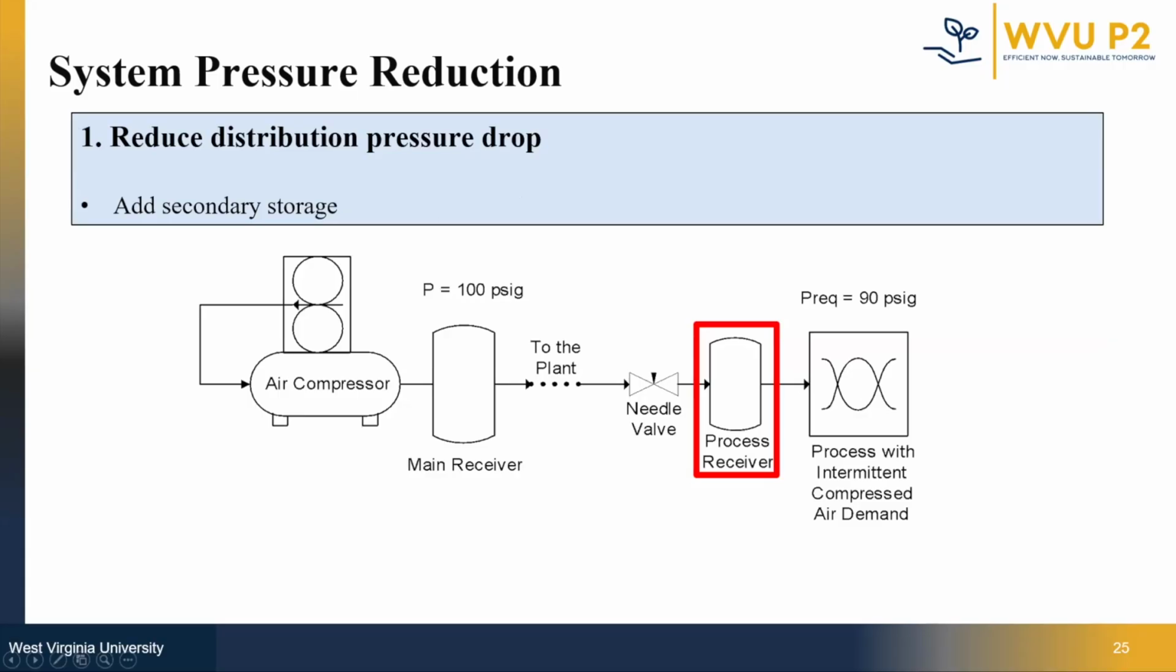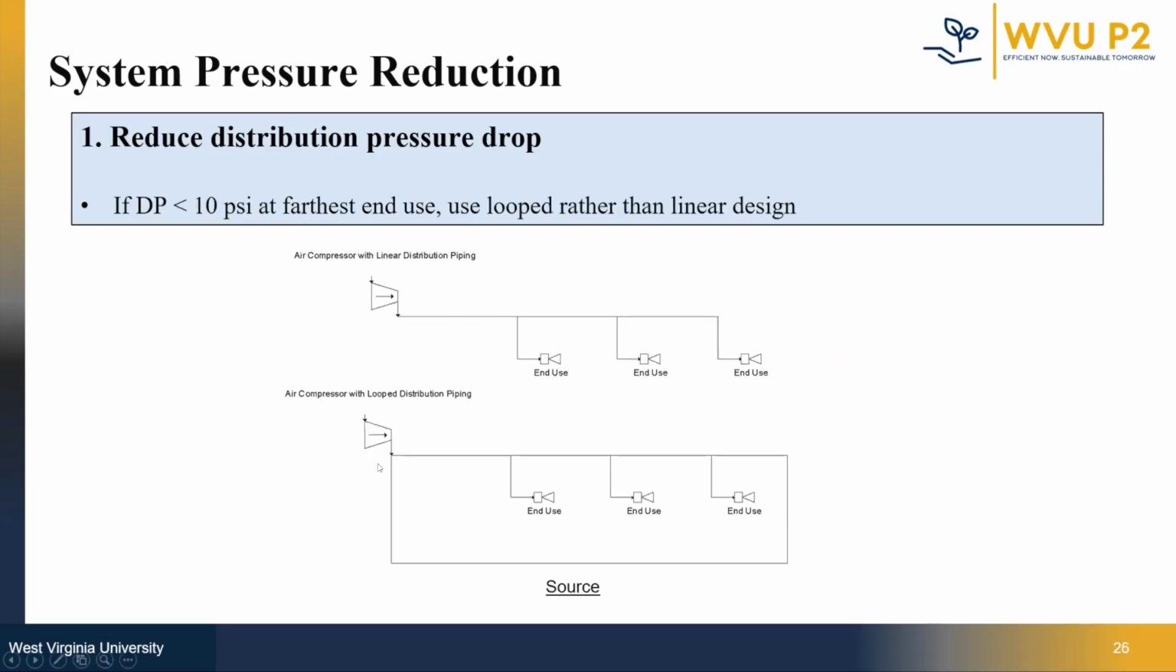So now that we have looked at the main causes of pressure drop, let's talk about how we can actually reduce it. One of the simplest and most effective strategies is adding secondary storage, or what we call a process receiver. Instead of the compressor working overtime to keep up with a sudden burst of demand, the process receiver acts like a buffer. It stores compressed air at a stable pressure and releases it when needed, which keeps the system from dropping below the required operating pressure.